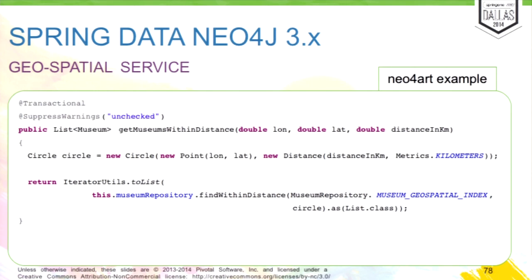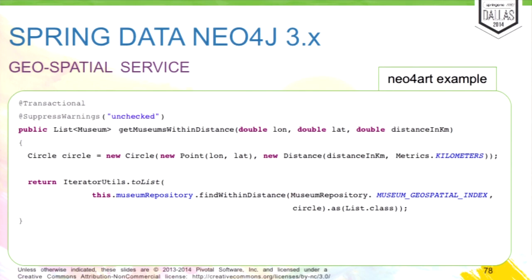This is an example of the geospatial search that I have implemented. So the method getMuseumsWithinDistance receives a longitude and a latitude and a distance in kilometers from the position we are providing. We build a circle centered on this point, and the radius is this distance in kilometers. And then we call the method exposed in the spatial interface, findWithinDistance.